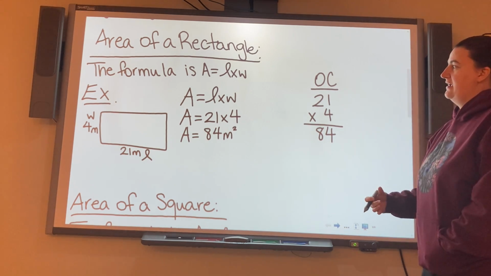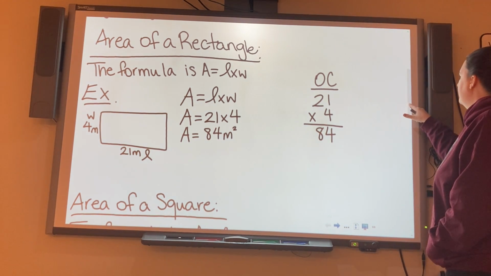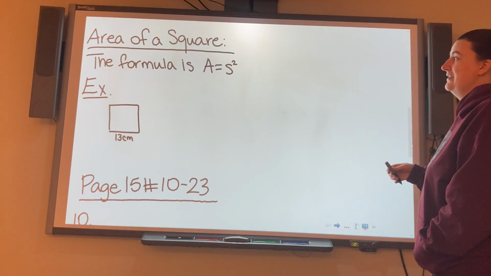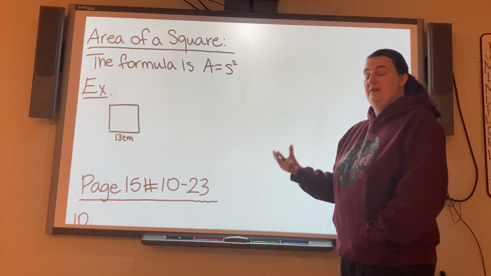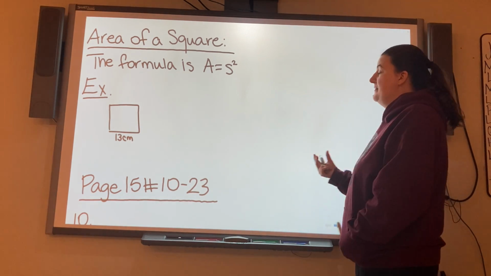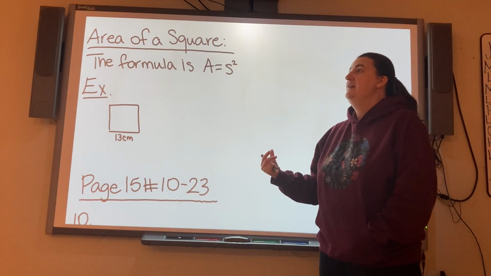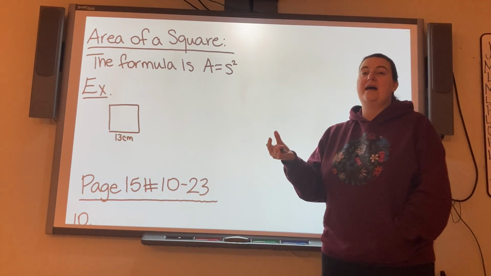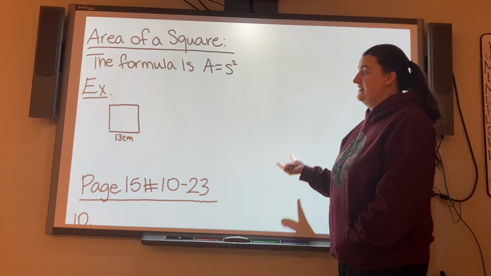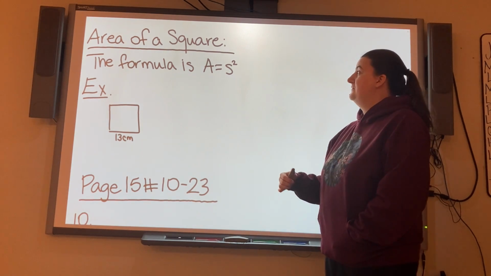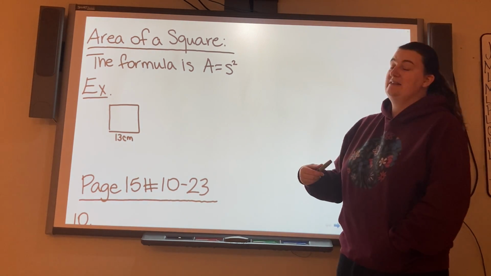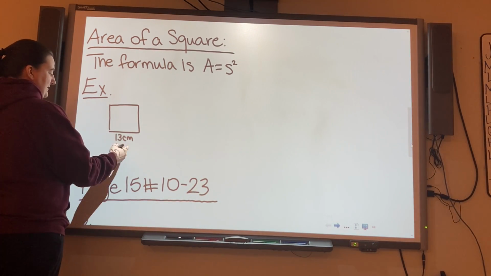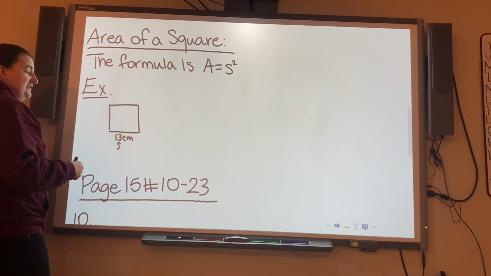Now we're going to look at area of a square. The formula for the area of a square is different because it doesn't have a length and a width. It has just all 4 of the same sides. So if you remember last week when we did perimeter, P equals N times S. S was the length of the side. It's the same thing here. S is still the length of the side. The difference is we're doing A equals S to the 2. So we know for sure that S is 13 centimeters.